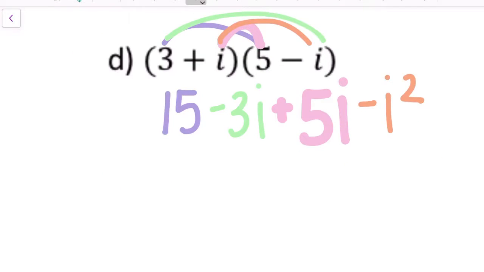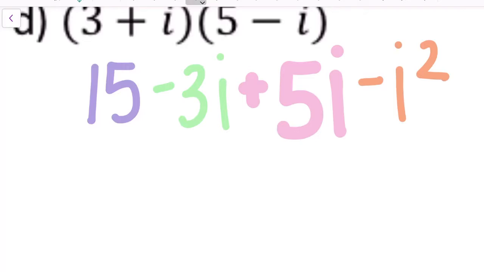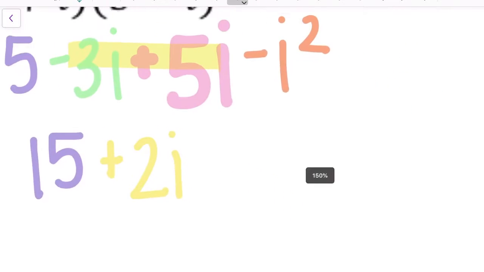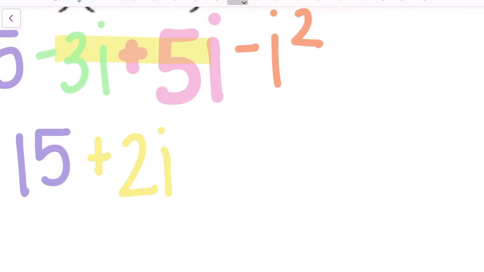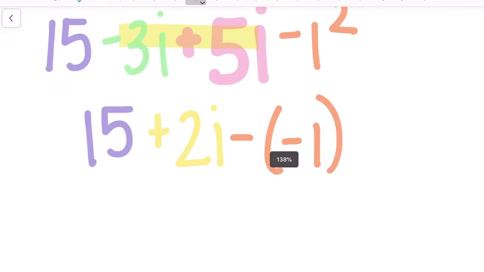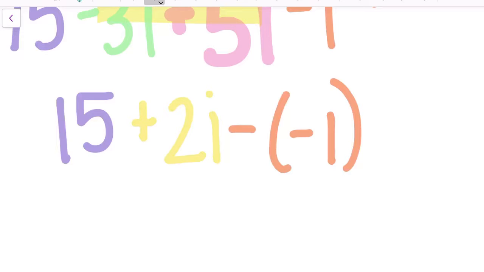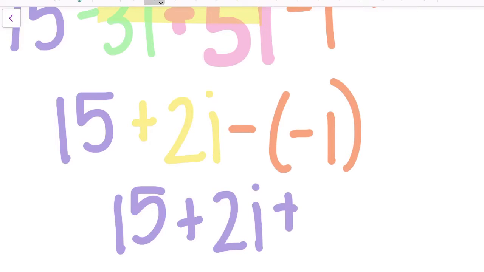So we start to combine like terms. We have 15, and we have a positive 2i. But then what about that minus i squared? Change it to negative 1. So minus negative 1, we end up adding 1, positive 1, right? So 15 plus 2i plus 1. But we didn't change the form. Right, and we need to combine our like terms one more time. 16 plus 2i.